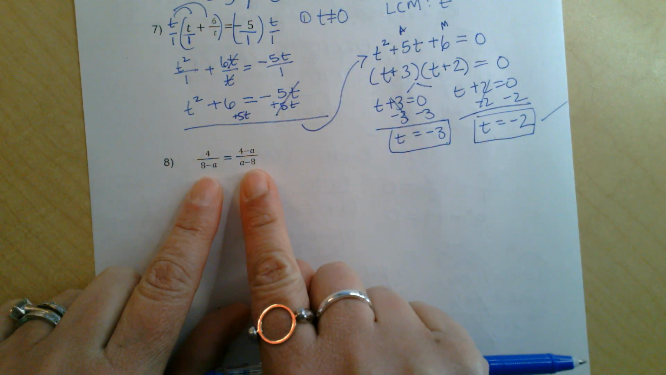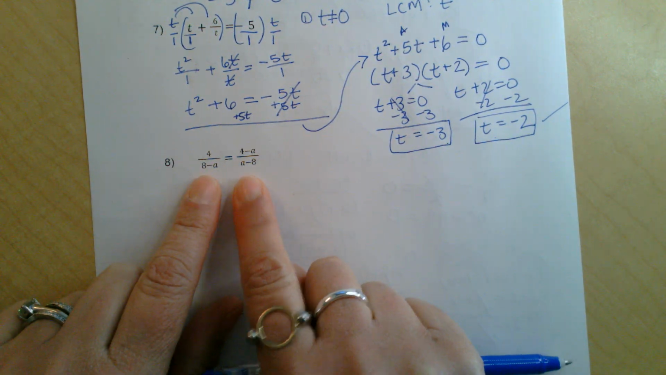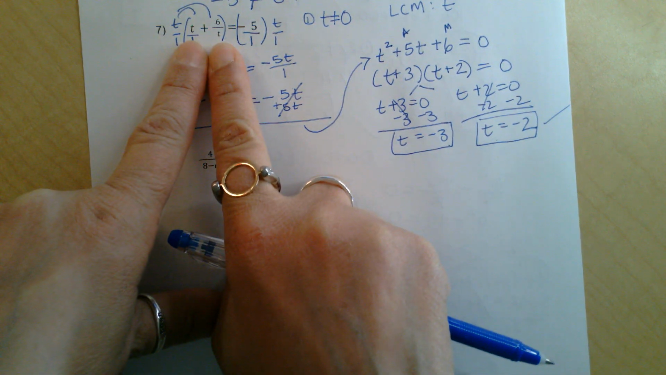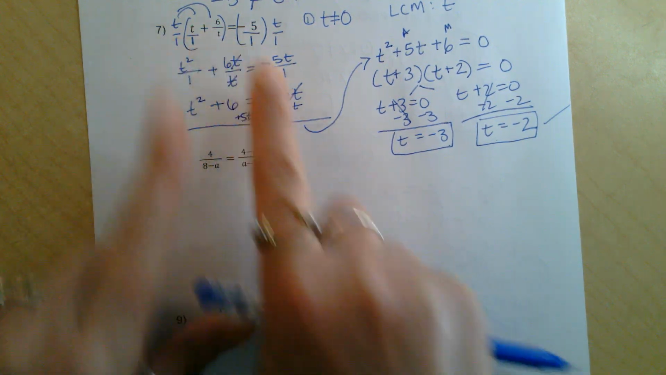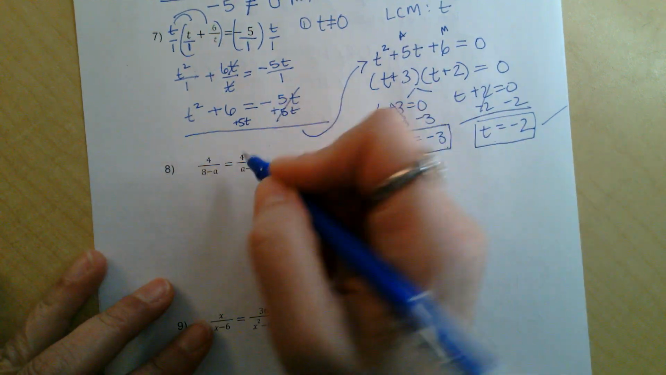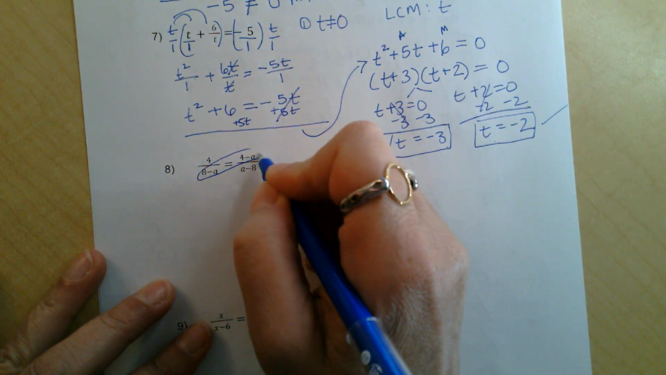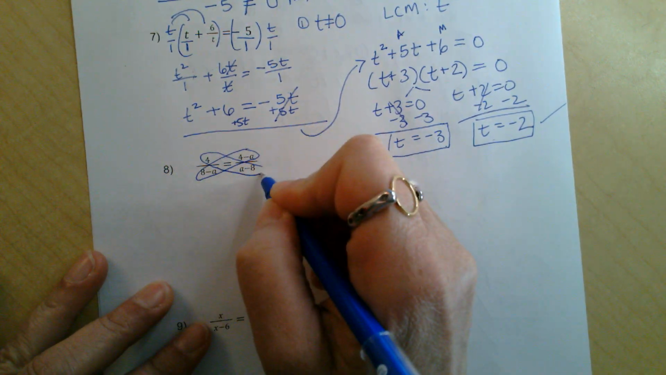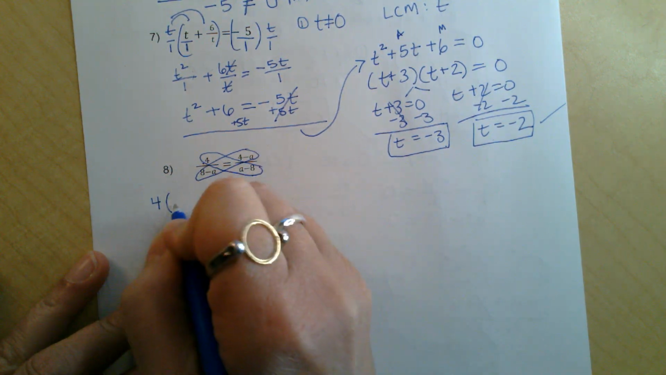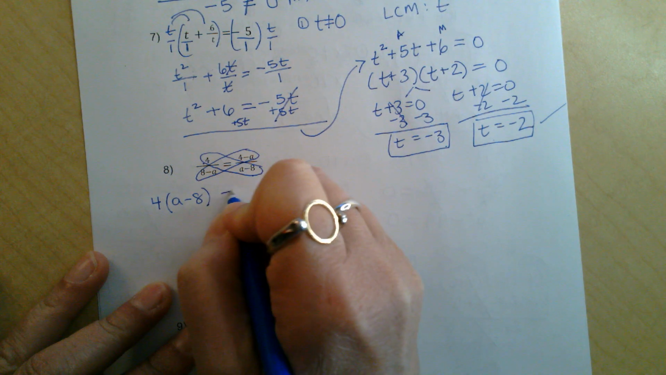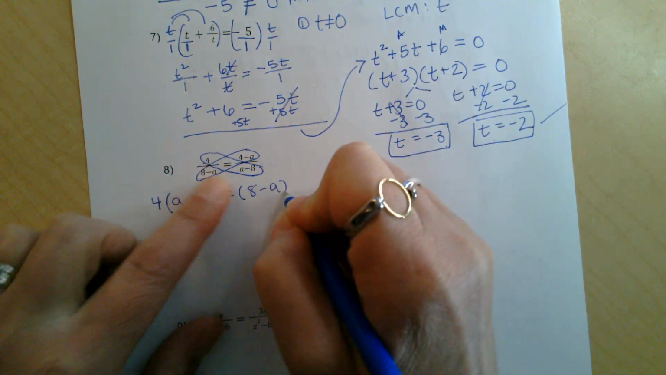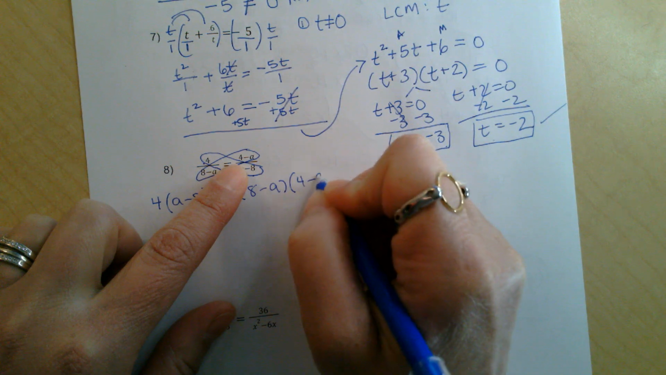All right, so number 8. Ooh, what do you notice? I have a term on this side and a term on this side. I don't have anything added or subtracted. It doesn't look like this, where we have two terms and they're being added. You're right, I can cross multiply here, which is really nice. So I'm going to cross multiply here, and I'm going to cross multiply here. All right, so we're going to have 4 times a minus 8 equals 8 minus a times 4 minus a.